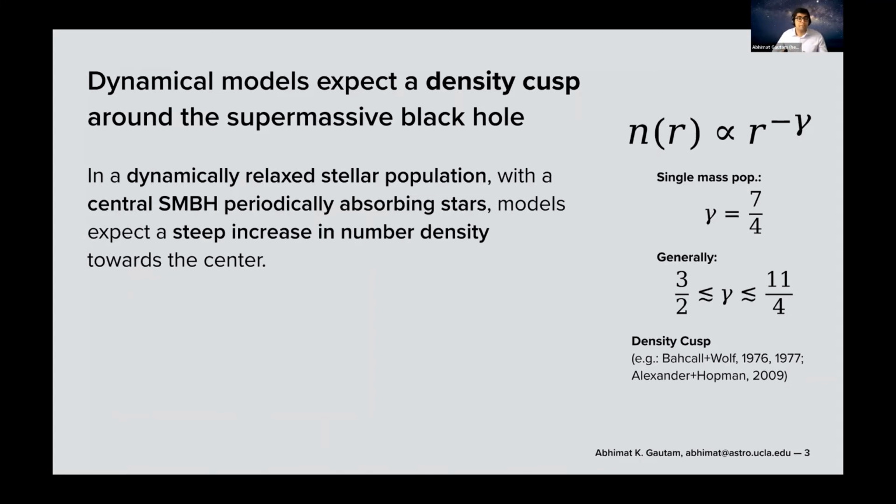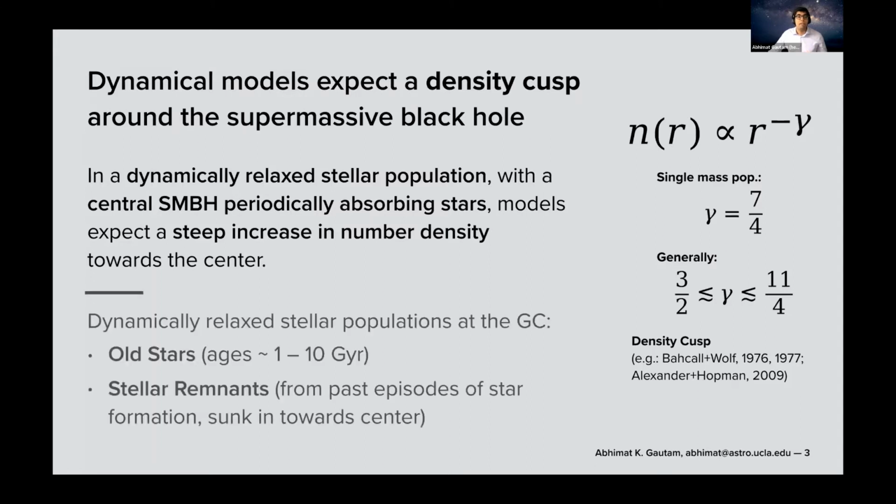In particular, we expect that there are two populations at the galactic center that should be dynamically relaxed and exhibit the steep density cusp. One is a population of late-type stars that have ages of about 1 to 10 gigayears, and because of their old ages, we expect that they should have dynamically relaxed around the black hole. Another population is stellar remnants like stellar mass black holes or neutron stars, which we expect should also have dynamically relaxed and subsequently formed a cusp distribution.